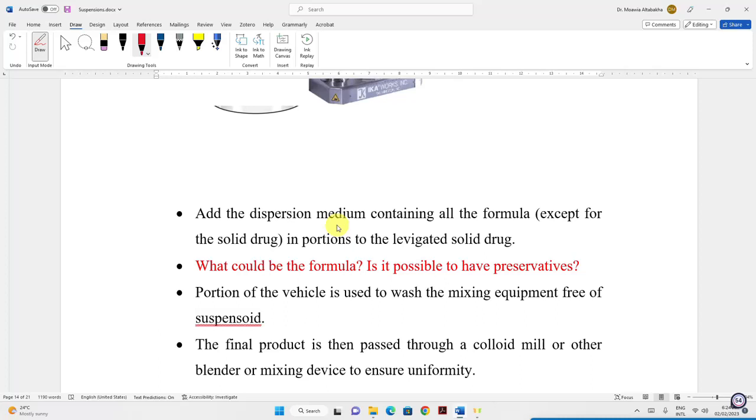Okay, you will start diluting it, keeping a volume left from the vehicle at the end in order to wash the mortar with it, so that you don't lose any of the drug in the equipment or in the apparatus you are using. Can it contain preservative? Yes, of course. You need to have preservative to prevent contamination. The formula, as I said, can have flavors, sweetening agent, coloring agent. You can put anything, but be careful when it comes to neonates. We will talk about this later.